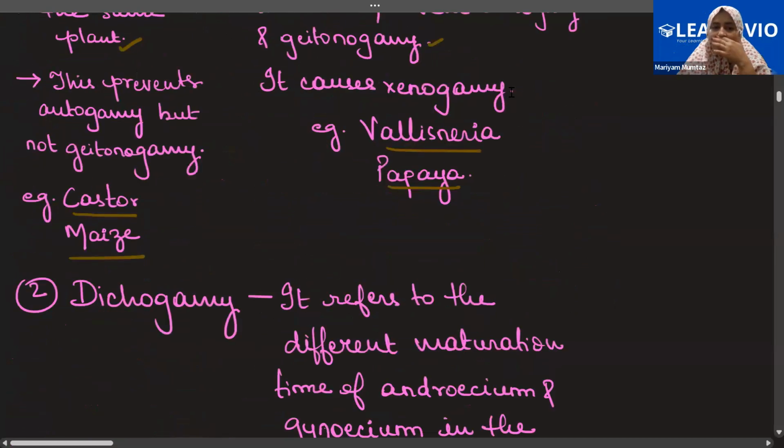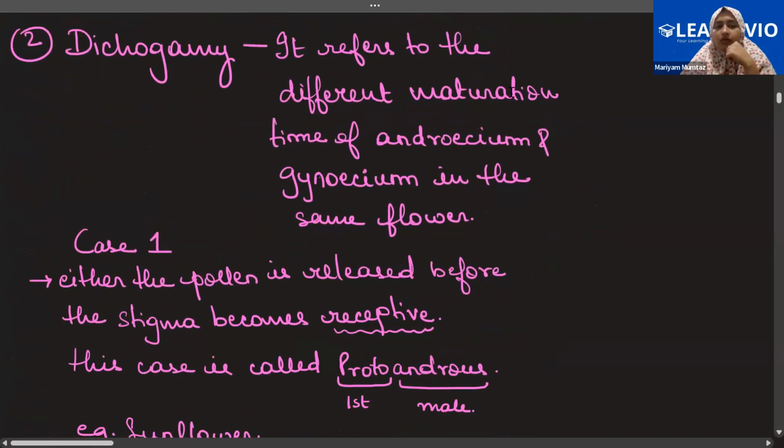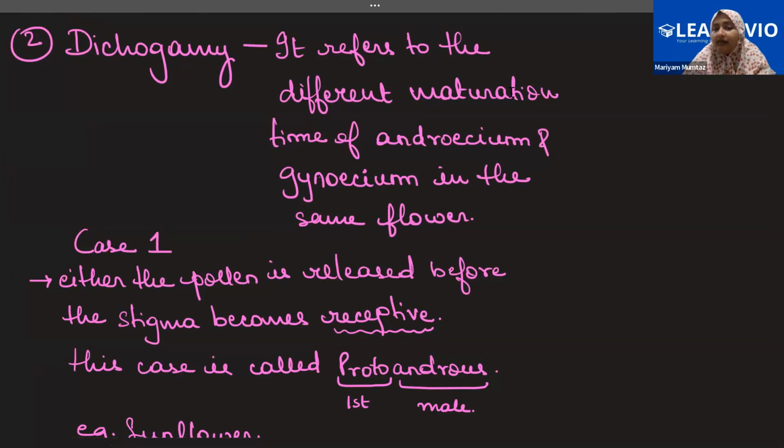Okay, very good. Moving forward, there is another type of outbreeding device, and this is known as dichogamy. It refers to the different maturation time of androecium and gynoecium in the same flower. First of all, there are so many gamy words in this chapter, so don't get confused. Pay close attention to what gamy is referring to what.